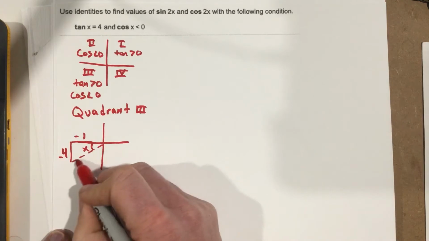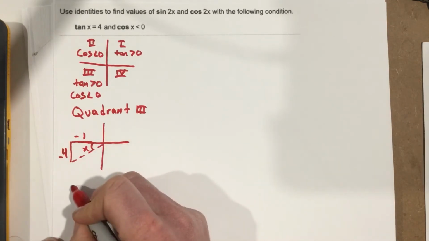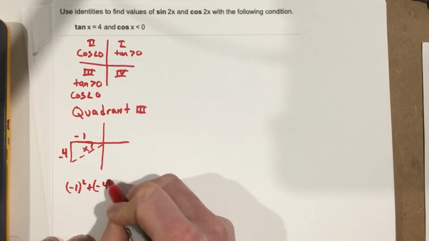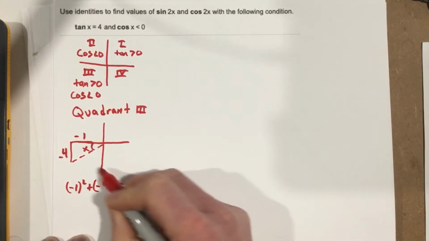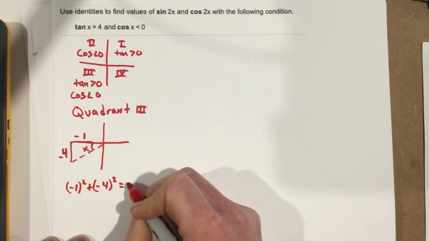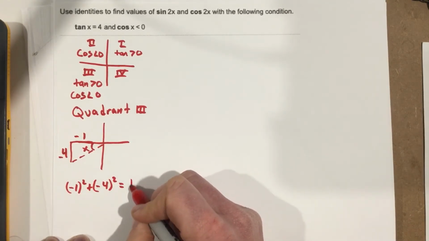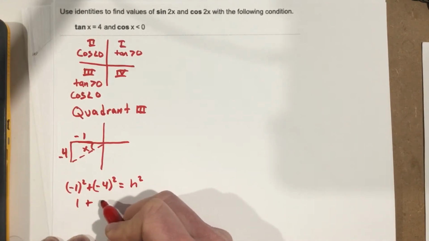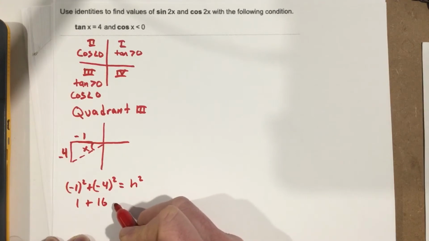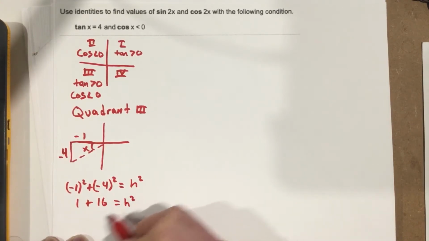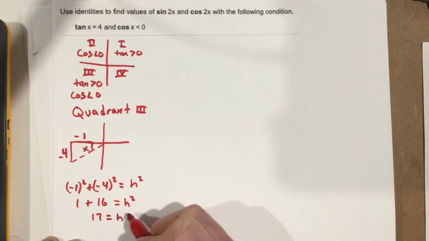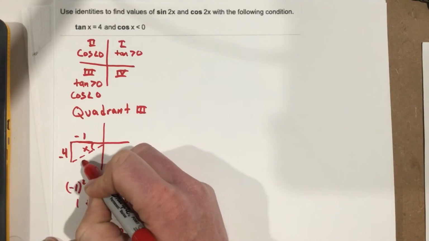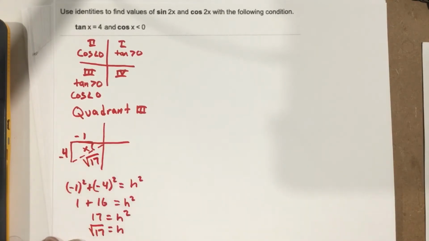So what is this value here for the hypotenuse? Well, we'd say negative 1 squared plus negative 4 squared equals whatever the side length is, and just for this problem, we'll call that the hypotenuse squared. So that's 1 plus 16, which is equal to h squared. So that's 17 equals h squared. So h equals root 17. So that's the hypotenuse.